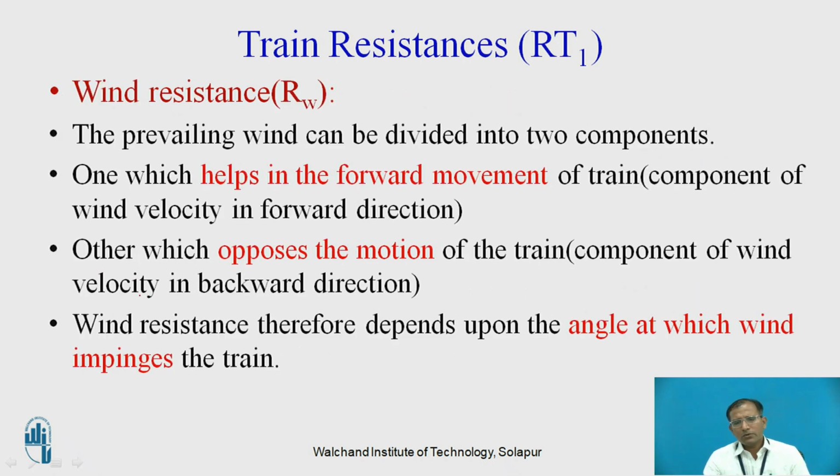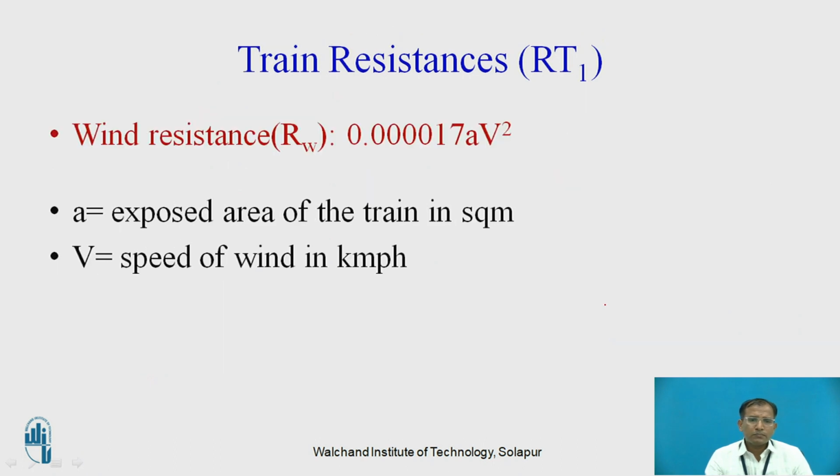Now the wind resistance. We have wind resistance in two directions. One helps in the forward movement, another opposes the motion. So we have to consider this wind resistance, but at what angle it is going to impinge on the train is very, very important. When we know the speed of the wind and the angle, we can calculate the train resistance on the forward movement as well as on the opposite movement. It is given by 0.17 AV square, where A indicates the exposed area of the train in square meter, and V is the speed of the wind in kmph.